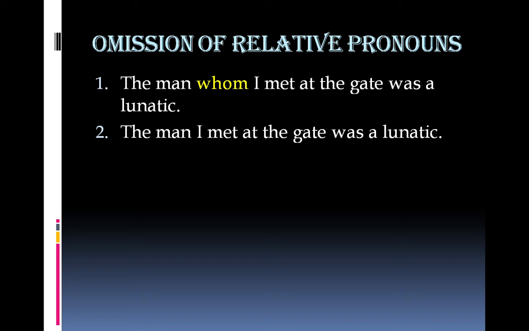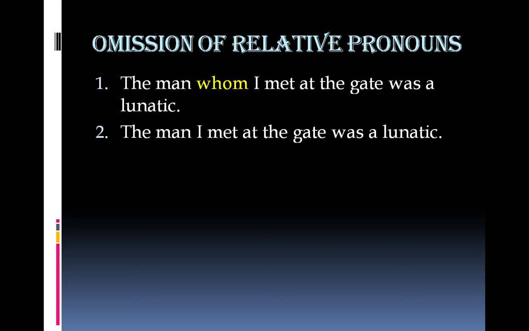Compare both these sentences. The man I met at the gate was a lunatic. This one is more common. The native speakers and the people who know how to speak English, they use this second expression more frequently and more commonly. The first one is actually less common. How shall we identify that the clause in the middle of the sentence, sentence number 2, is a relative clause and the relative pronoun has been omitted? Remember the tip that we learnt in the start of this lesson to identify relative pronouns, the tip of Urdu translation.